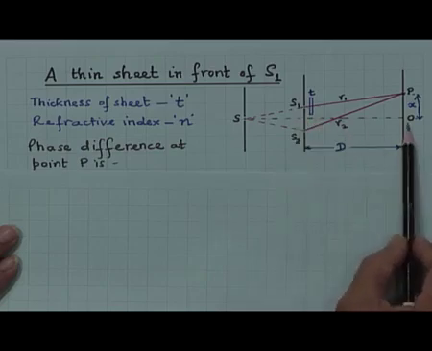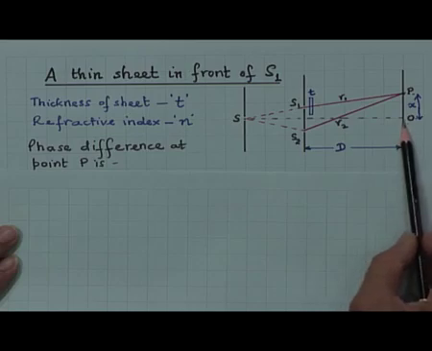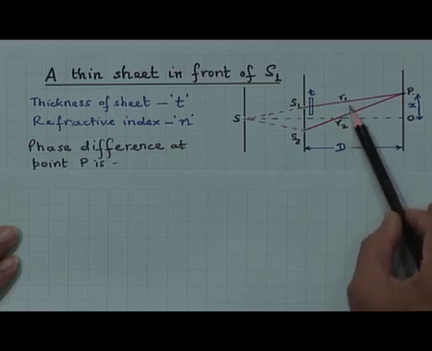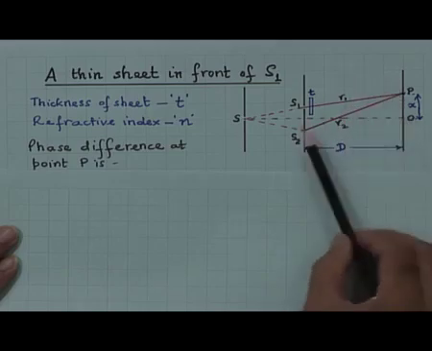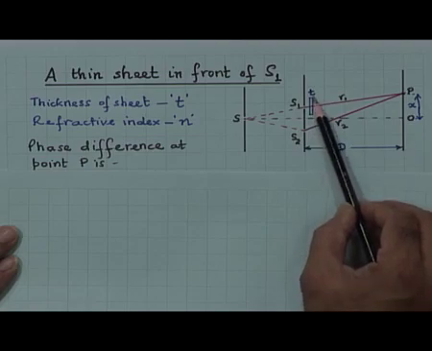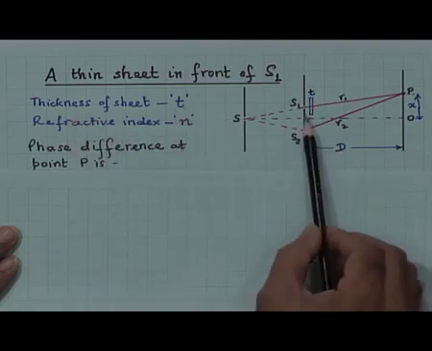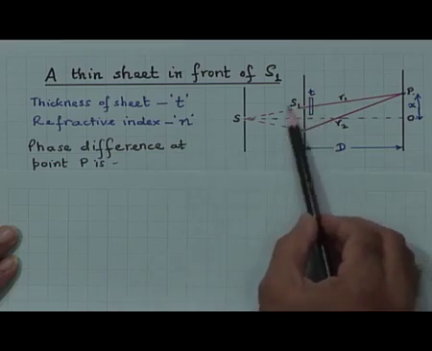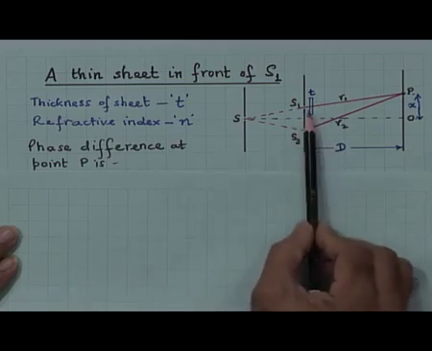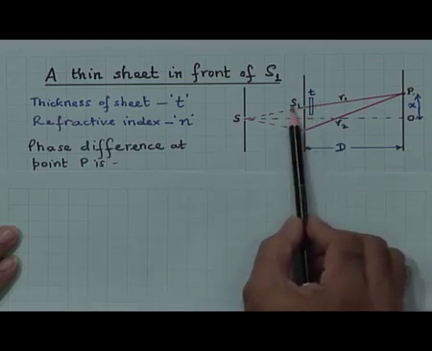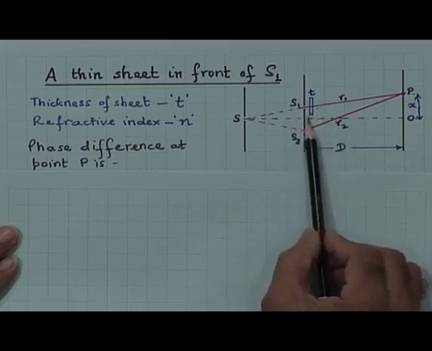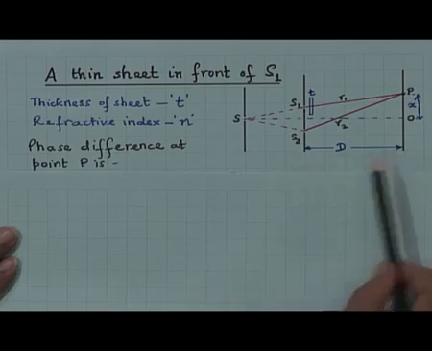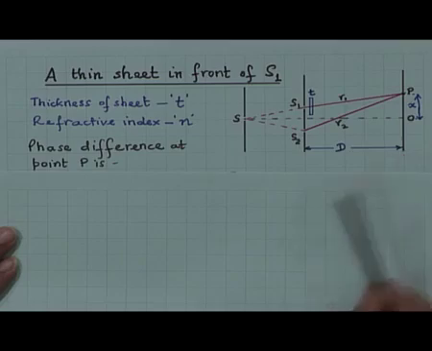So, the normal geometric path difference here would be 0 at O, and the geometric path difference will be R2 minus R1 as if it were of the same medium. But now a thin sheet of thickness T, where T is the thickness of the sheet and N is the refractive index, has been introduced in front of one of the sources here, S1. This could be introduced on this side or that side, on any side. So, we have introduced this here in front of the source S1. D is the separation between the double slit and the screen.